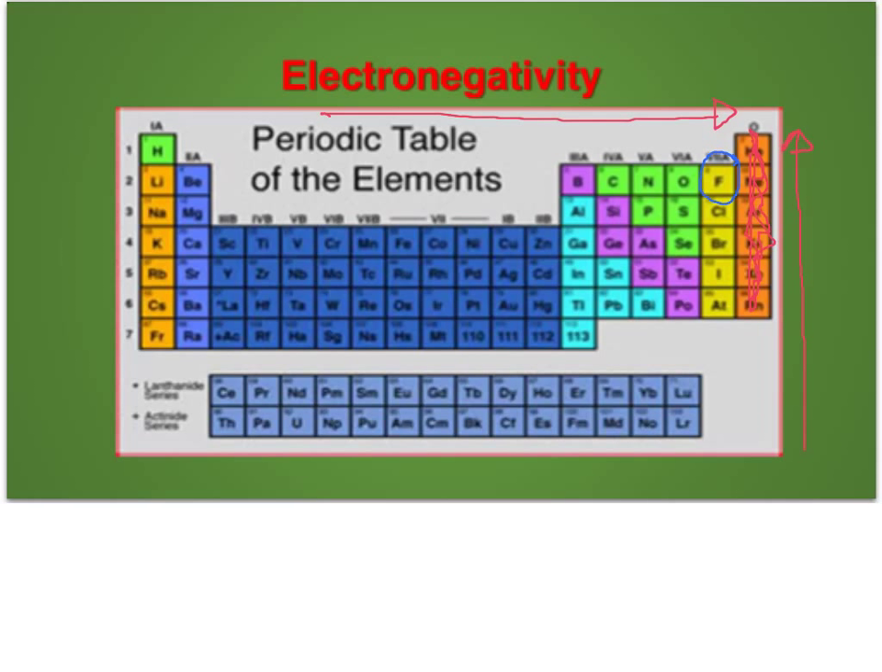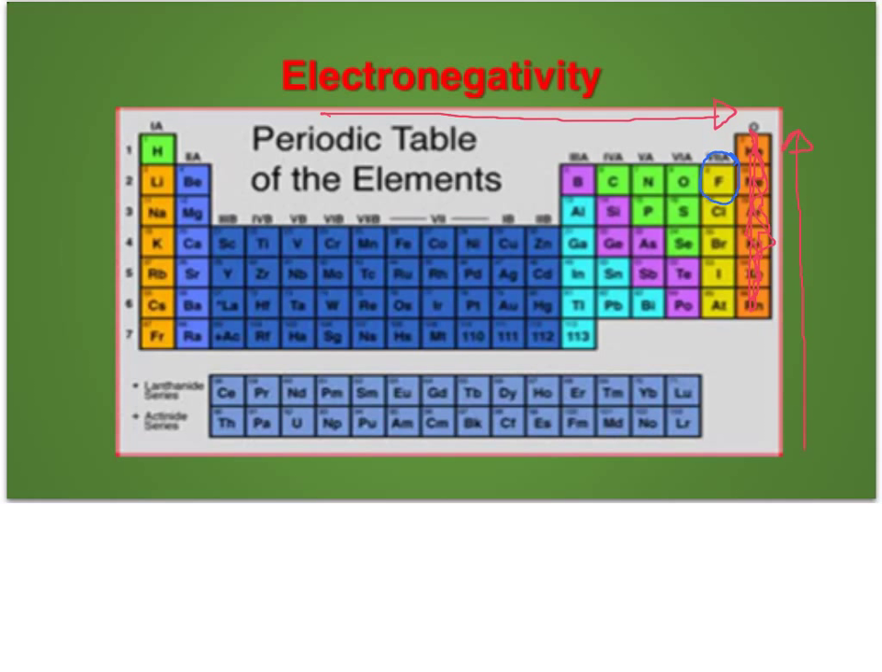The closer an element is to fluorine, the more electronegative it will be. So if you are asked to compare, let's say, sulfur with selenium, sulfur is closer to fluorine, so sulfur will have a higher electronegativity. Let's say cesium and tin: tin is closer to fluorine, so tin has a higher electronegativity. So that's how you need to look at it.